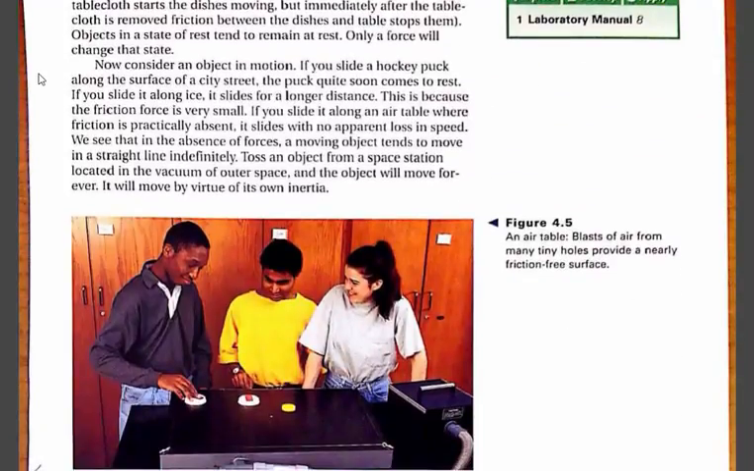Now consider an object in motion. If you slide a hockey puck along the surface of a city street, the puck quite soon comes to rest. If you slide it along ice, it slides for a longer distance. This is because the friction force is very small. If you slide it along an air table where friction is practically absent, it slides with no apparent loss in speed. We see that in the absence of forces, a moving object tends to move in a straight line indefinitely. Toss an object from a space station located in the vacuum of outer space, and the object will move forever. It will move by virtue of its own inertia.